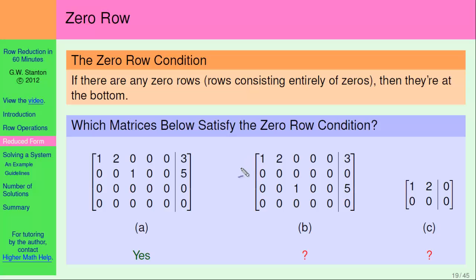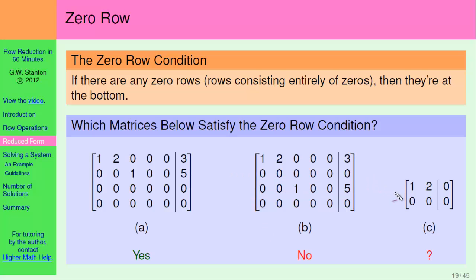In the next matrix, again we have 2 0 rows, but this time we have a non-zero row that's below a 0 row. That we don't want. So the 2 0 rows, in other words, they're not both together at the bottom. So this matrix does not satisfy the 0 row condition.